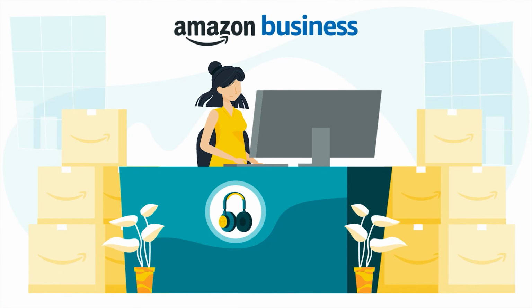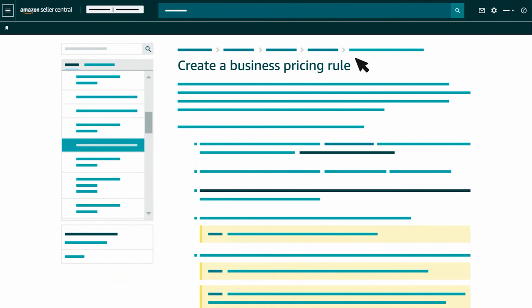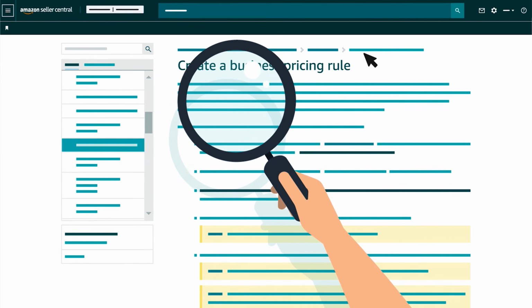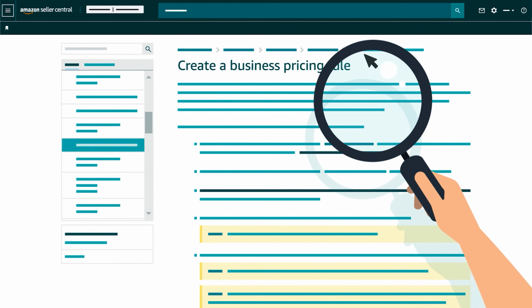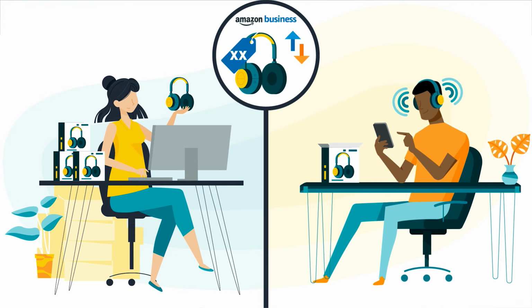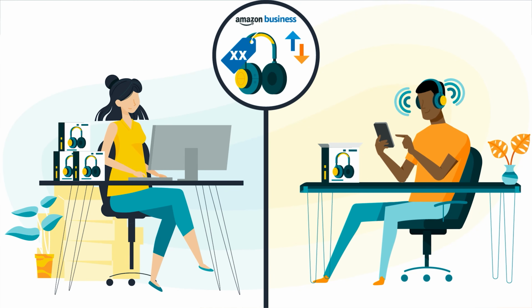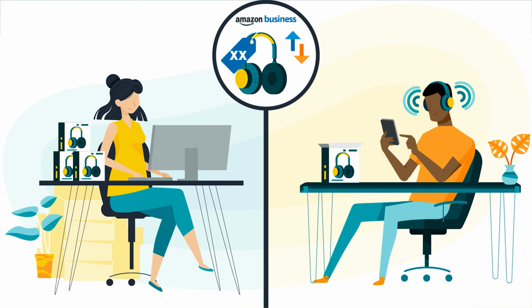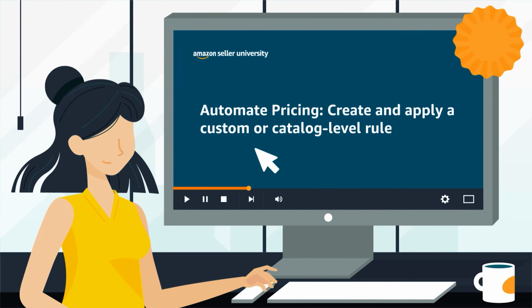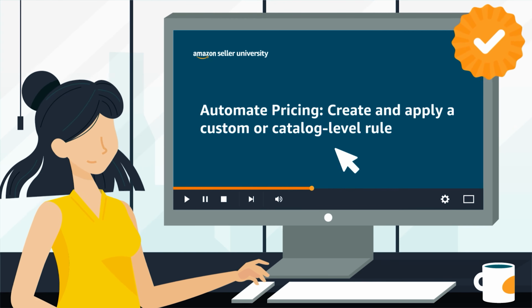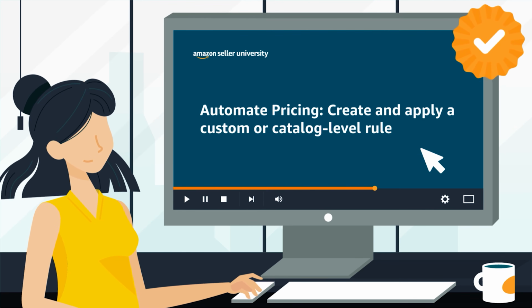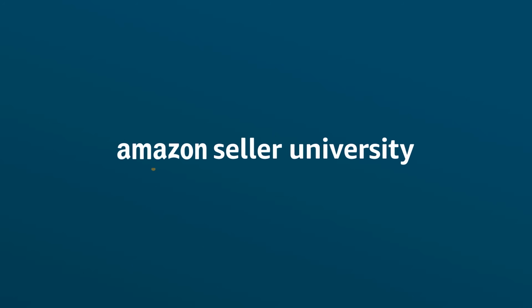If you're an Amazon business seller, review the Create a Business Pricing Rule help page in Seller Central to learn how to automate business price updates based on changes you make to your consumer prices. This concludes our training on how to create and apply custom and catalog-level pricing rules. Thank you, and happy selling in the Amazon store!